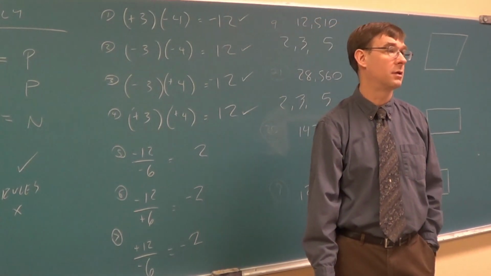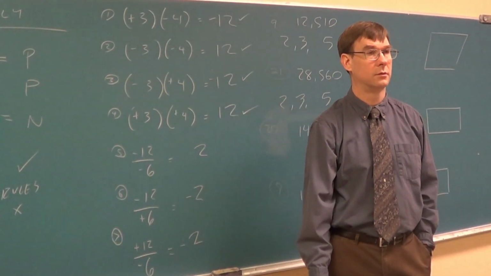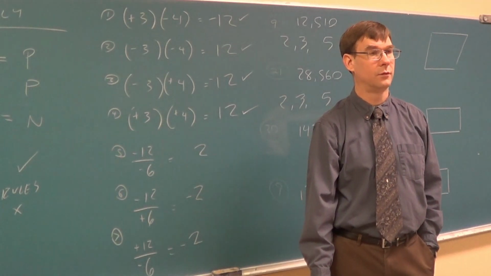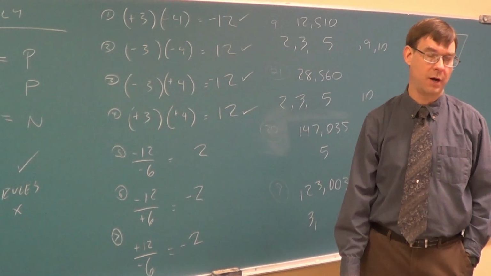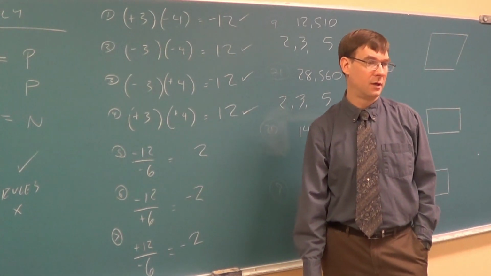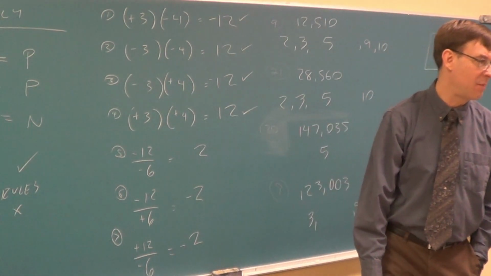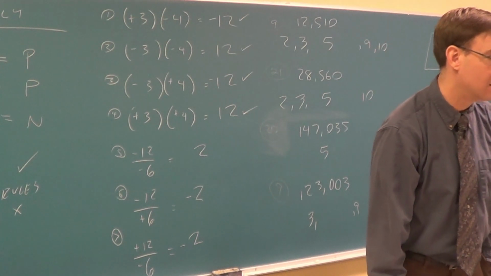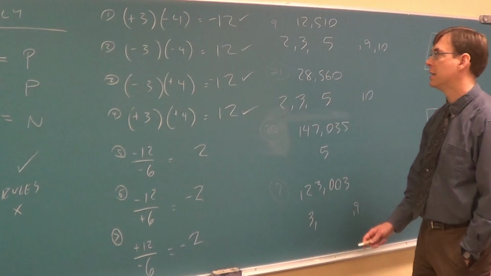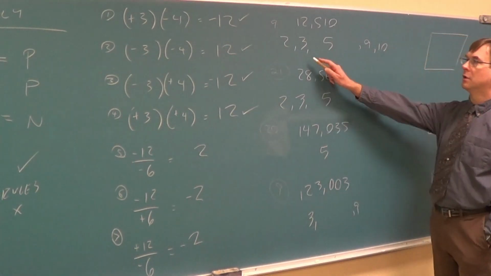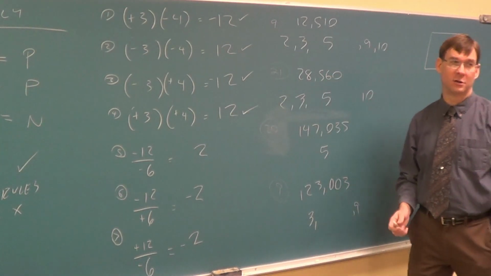Anybody know any of the other ones? Let's do the rule for 6. The rule for 6 is if 2 and 3 both go in. So that's question number 5 maybe? But the rule for testing 6 is if 2 and 3 go in. Not 2 or 3, 2 and 3.